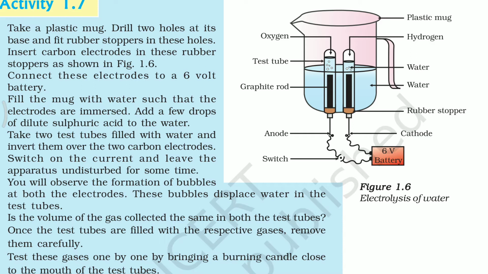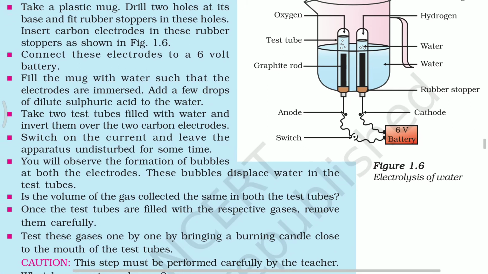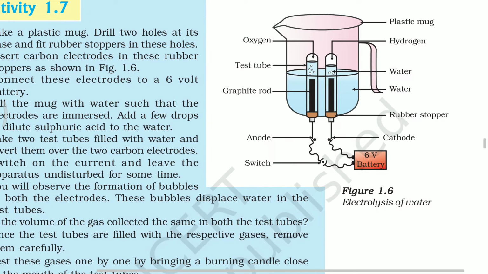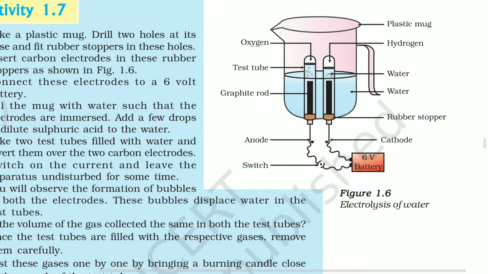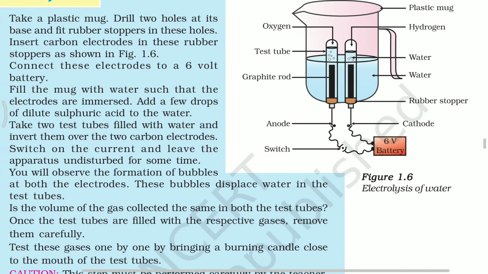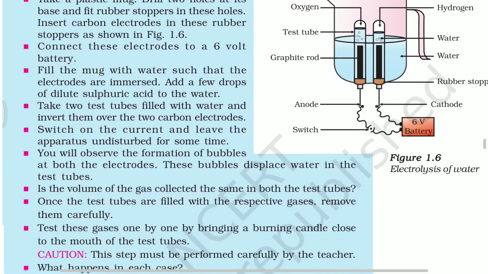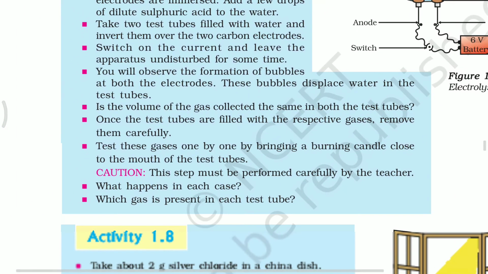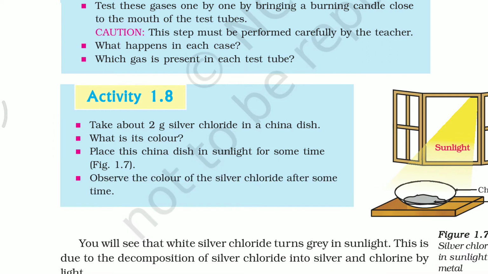So in general, the test tube that displaces more water is hydrogen, and the test tube that displaces less water is oxygen gas, because H2O is the formula of water. So two hydrogen atoms are present, only one oxygen atom is present, so the volume of hydrogen released in the reaction is very high. That is one more familiar example of decomposition reaction.